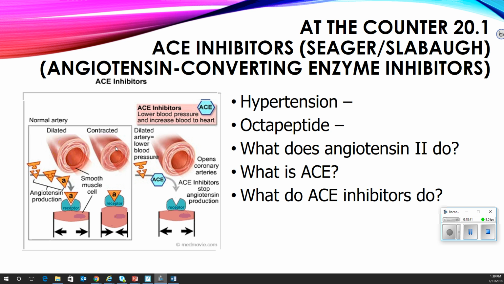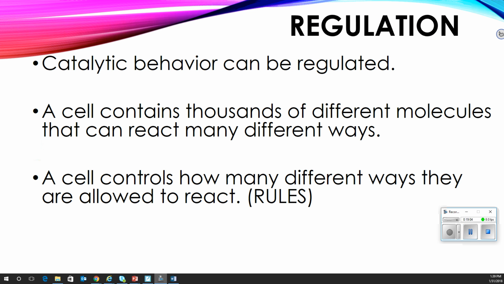This is dilated, this is contracted. This is a normal artery. What happens when it's dilated and contracted? An ACE inhibitor comes in and opens a coronary artery or arteries by blocking the receptor that would make it contract. Okay? All right, so let's do regulation now.